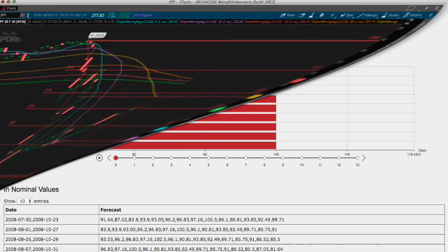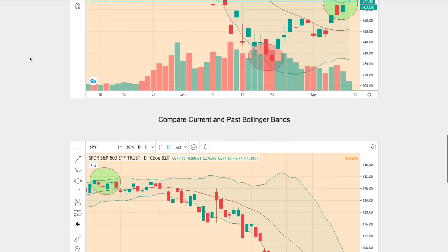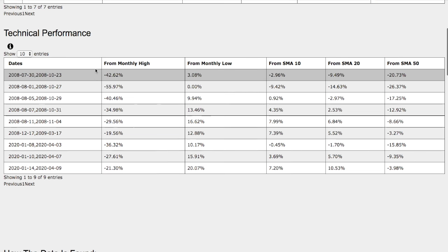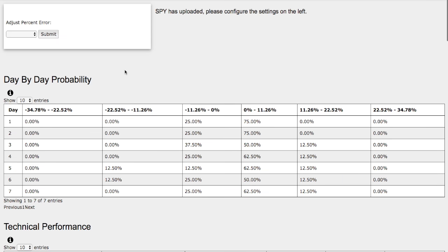So let's head back to the day-by-day probability model. Again, this model is now available in the link below, so do check it out. As the days progress to the 7th day, we have a 63% chance for the S&P 500 to climb higher, between 0 and 11%. We have a 13% chance for the S&P 500 to climb higher, between 11% and 22%. On the other hand, we have a 25% chance for the S&P 500 to fall between 0 and negative 11%.